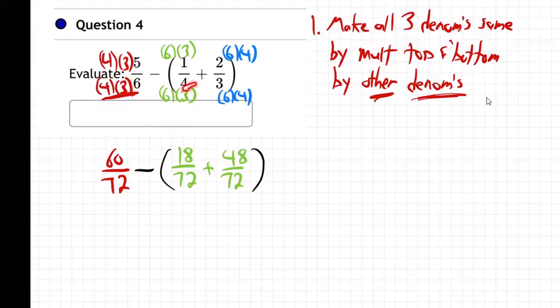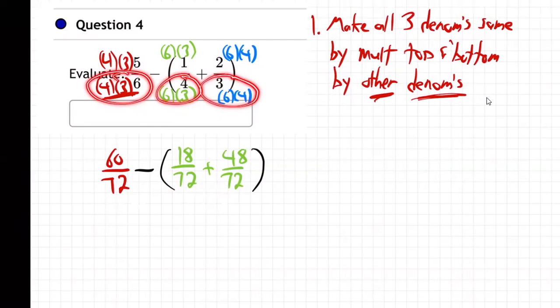Then I went to the middle and said, okay, he's got the 4. Let me multiply by the other 2, 6 and 3. Same thing, top and bottom. Then I went to the last one and he had the 3. So he's missing the 6 and the 4. So I multiplied top and bottom by what he's missing, the other 2 denominators, 6 and 4. And see how that makes all 3 denominators the same? Because they're all multiplying all 3 denominators together.